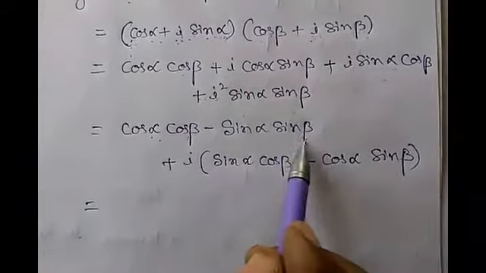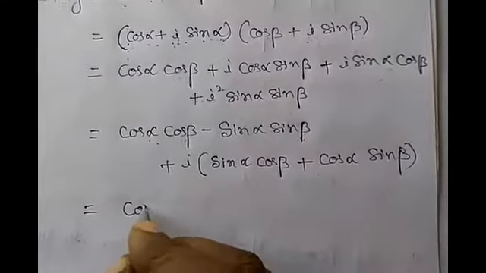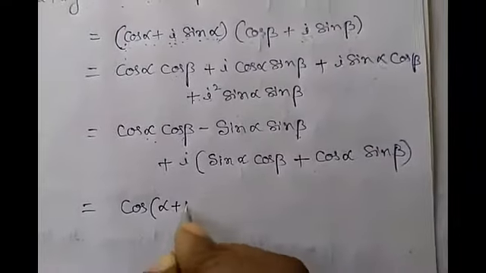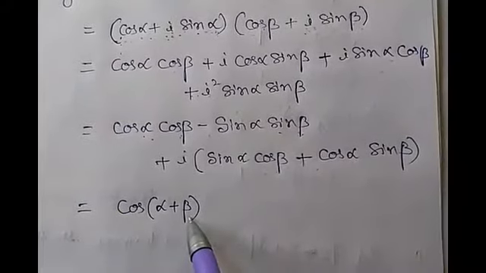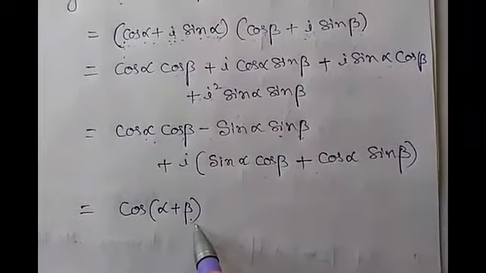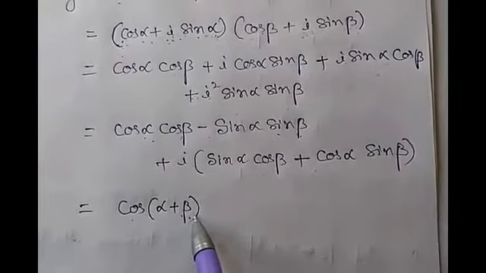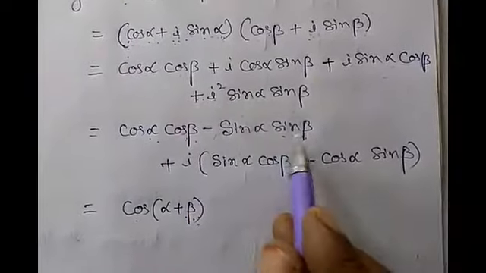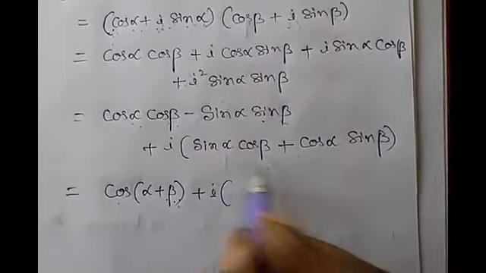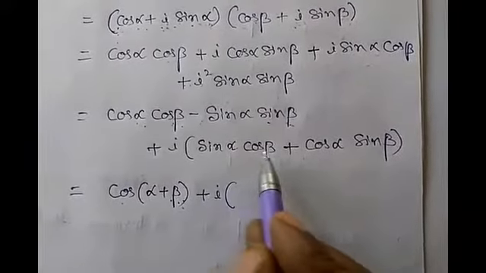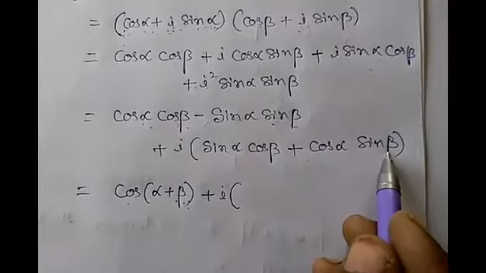What is the formula for this? Cos of alpha plus beta. We know this from your previous class. Cos of alpha plus beta gives cos alpha cos beta minus sin alpha sin beta. And i of, what is the formula for this? Observe carefully, sin alpha cos beta plus cos alpha sin beta.